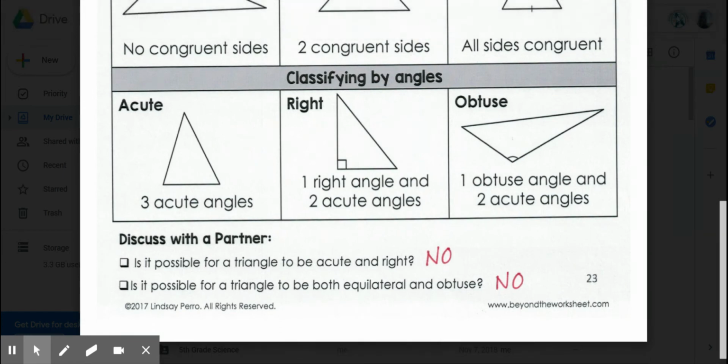So, is it possible for a triangle to be acute and right? No, because if it has a right angle, it automatically becomes a right triangle.